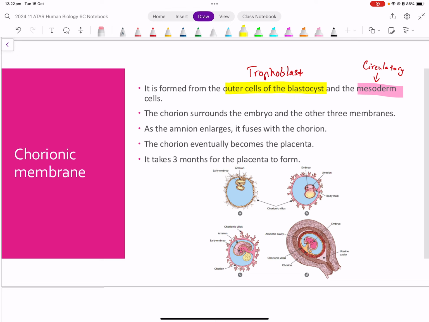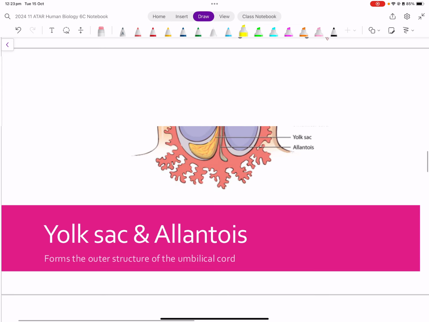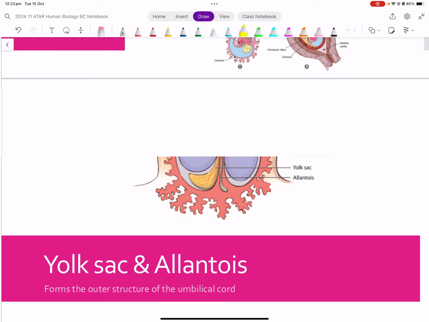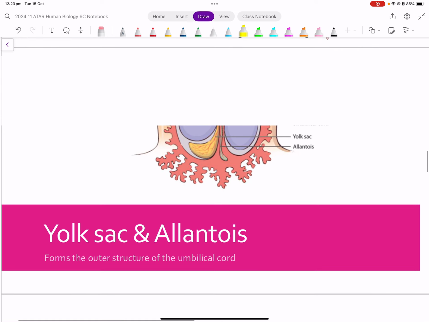Now, the chorion itself is what surrounds the embryo and the other membranes found within, and as the amnion enlarges, it fuses with the chorion. Now, that chorion is what will eventually develop into the placenta, but it takes about 8 to 12 weeks, or 3 months, for the placenta to completely form. So when we're talking about some other key structures that we identified right at the beginning, I'm not sure why this diagram isn't working so much, but we also have the yolk sac and the allantois.